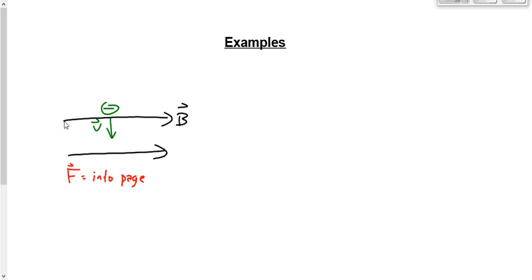Let's do another one. Let's say this time my magnetic field is into the page. I've got a charged particle that's moving to the right. Are those perpendicular? Into the page and to the right. Are they perpendicular? Yes, look. That's into the page, okay? This is to the right. That's 90 degrees to each other. That's perpendicular, so I'm allowed to use this hand rule.